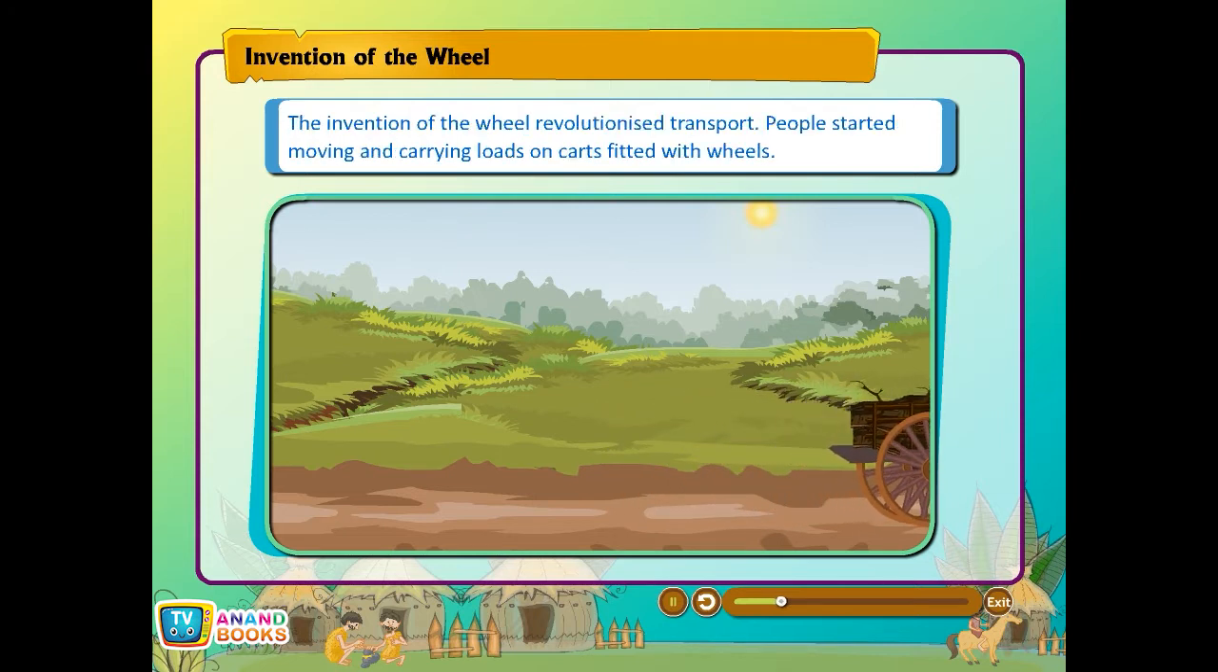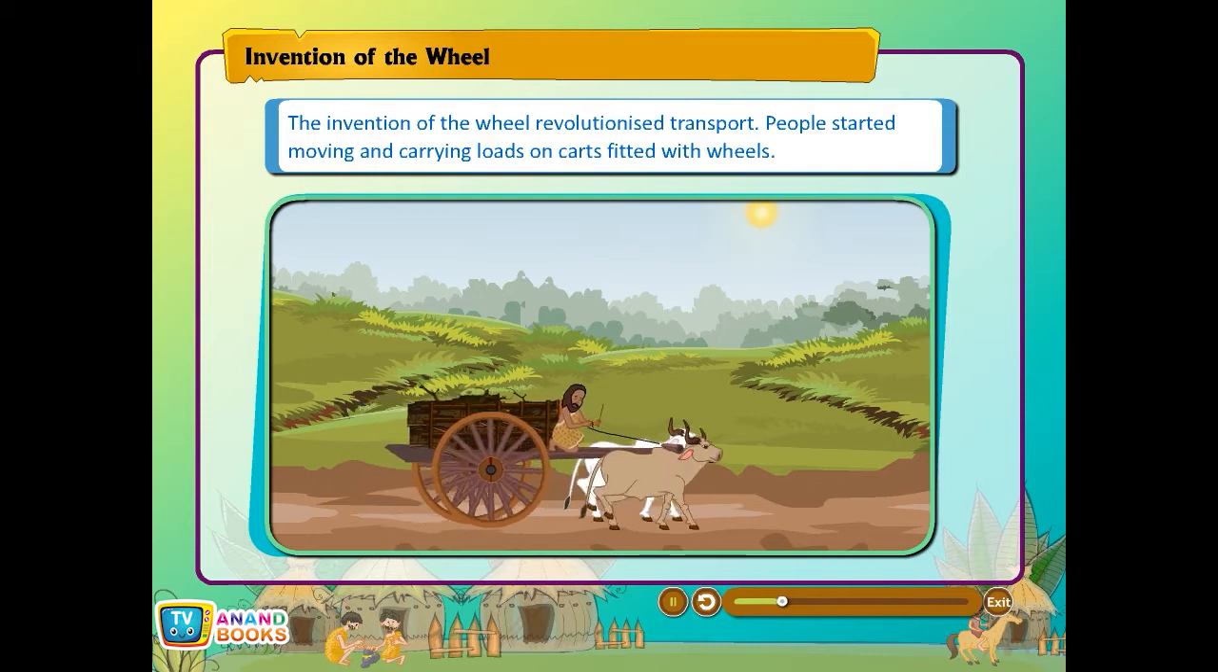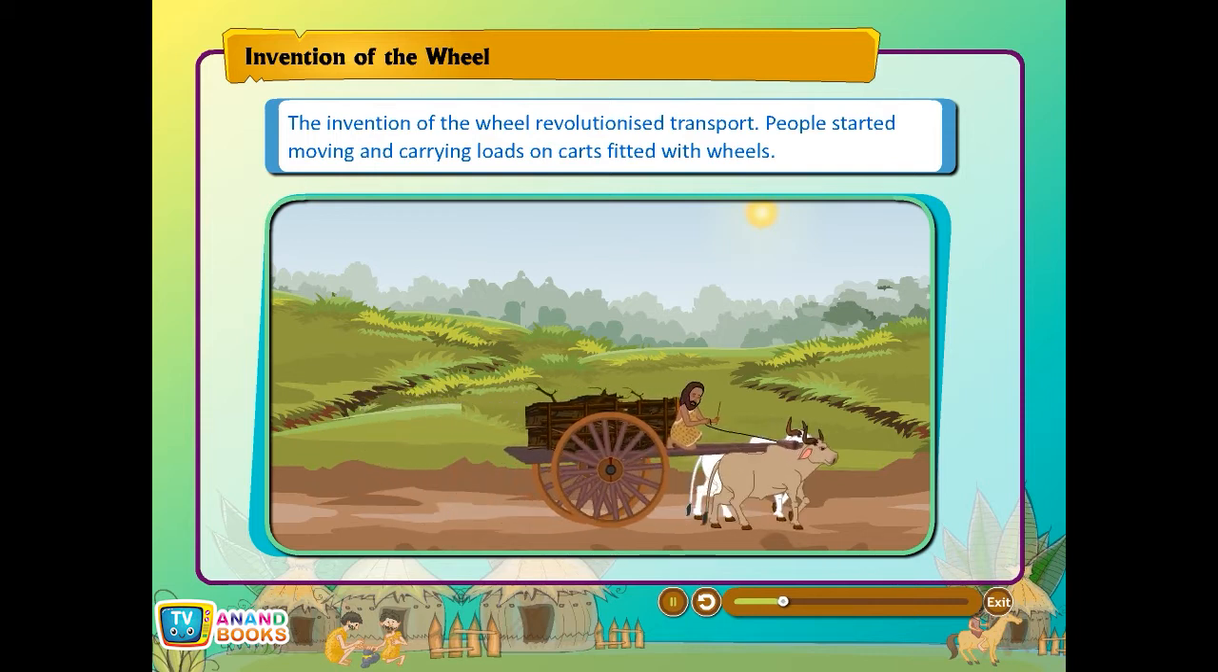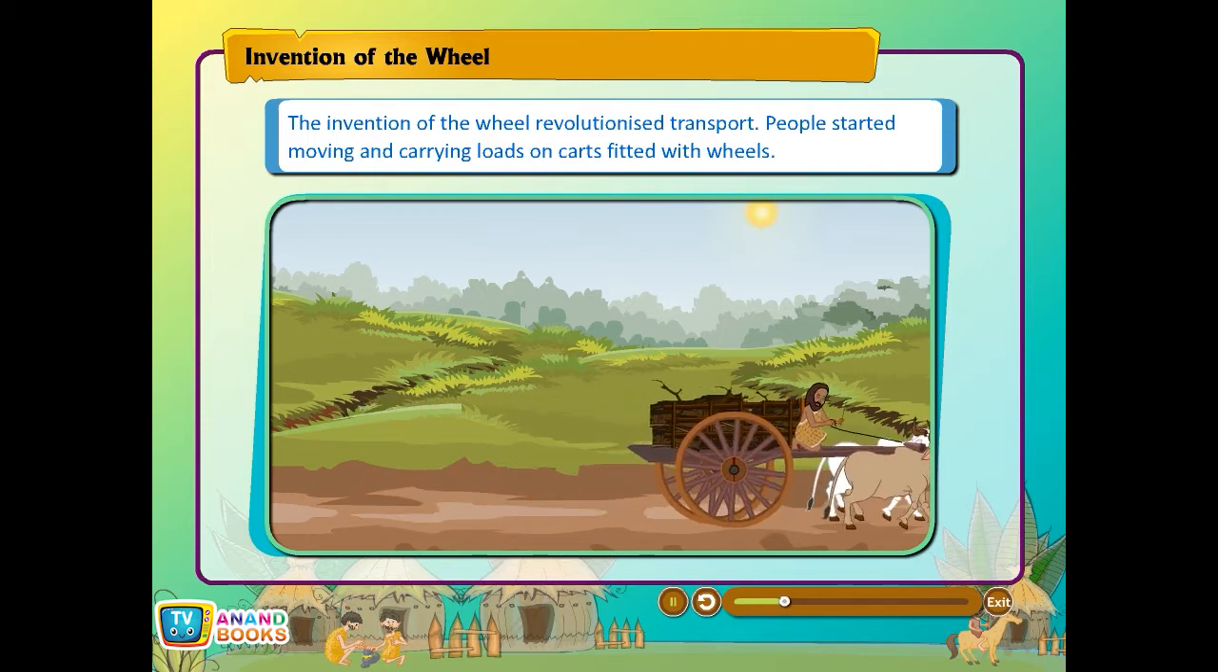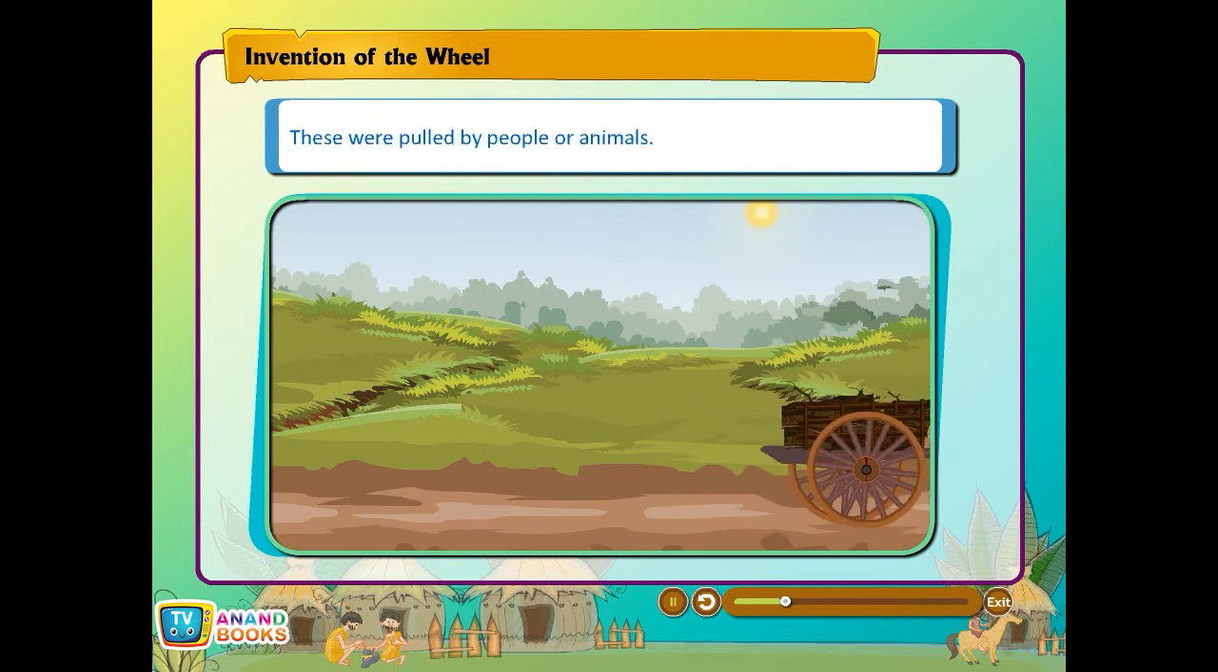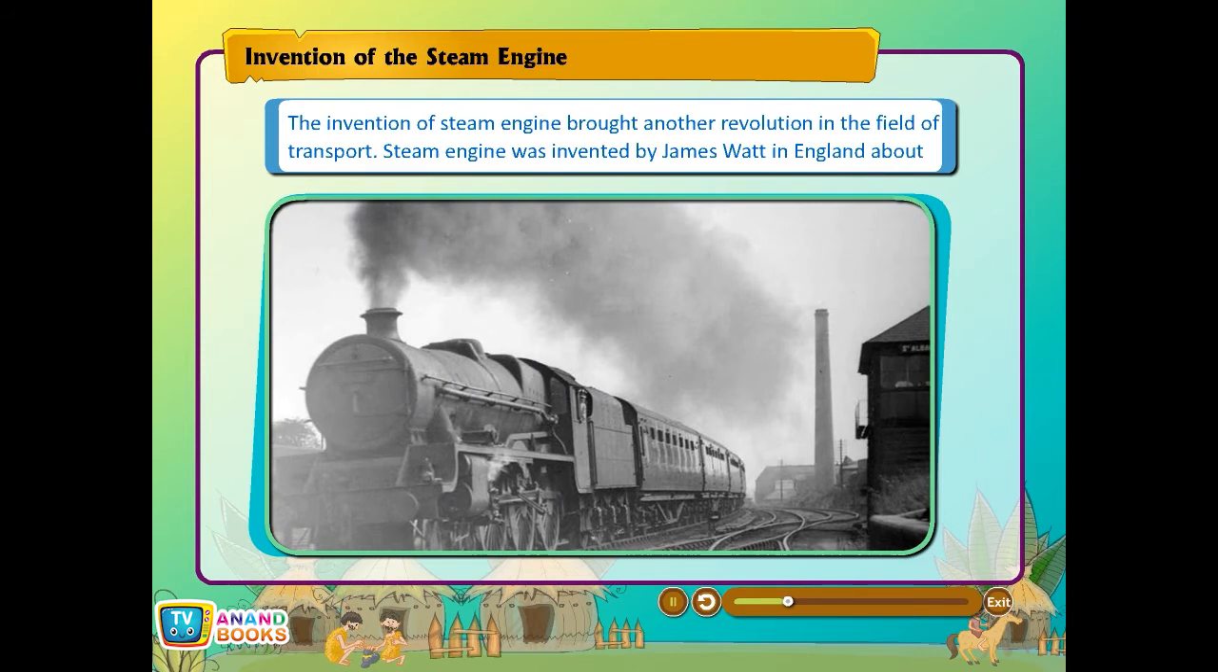The invention of the wheel revolutionized transport. People started moving and carrying loads on carts fitted with wheels. These were pulled by people or animals. Invention of the steam engine.